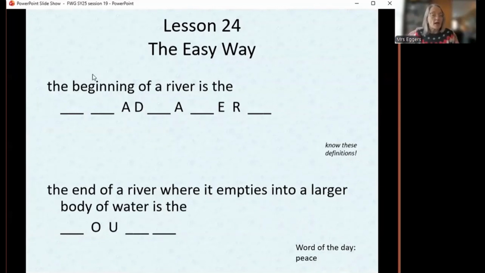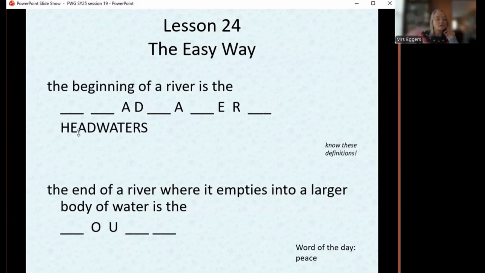According to lesson 24, the beginning of a river is the what? See if you can kind of fill in the letters in your mind. Way to go, Joaquin. Abel. Very nice. Anybody else? What is the beginning of a river called? Yep, Eleanor. Yep, it's called Adelaide. Good job.